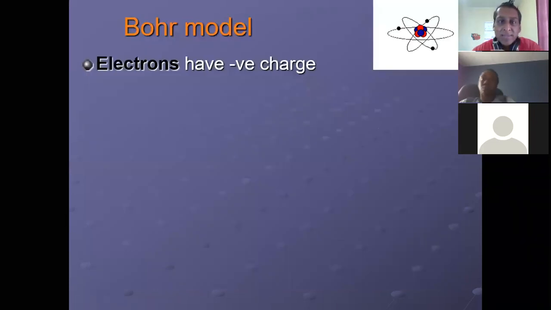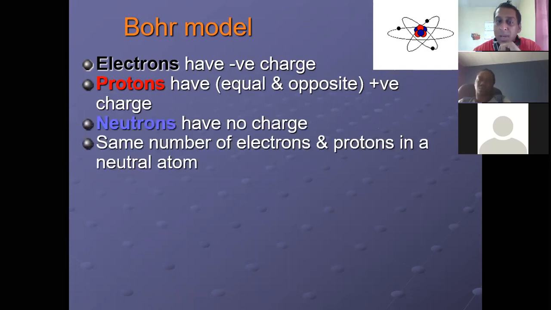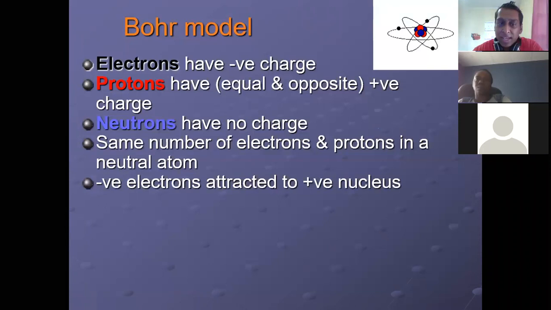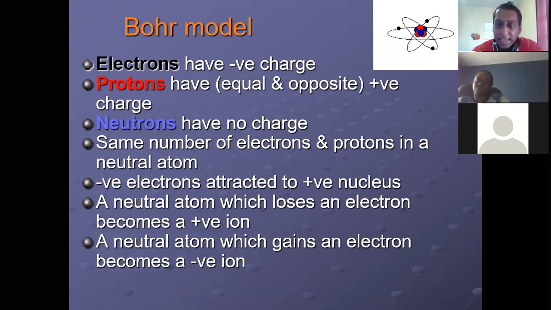So electrons have a negative charge, protons have an equal and opposite positive charge, neutrons have no charge, right? Same number of electrons and protons in a neutral atom. A negatively charged electron is attracted to a positively charged nucleus. And a neutral atom which loses an electron becomes a positive ion because you lose a negative, so you end up with a positive, right? A neutral atom which gains an electron means you take on another negative, so you become an overall negatively charged ion. Nonetheless, that's the whole idea of ionization.